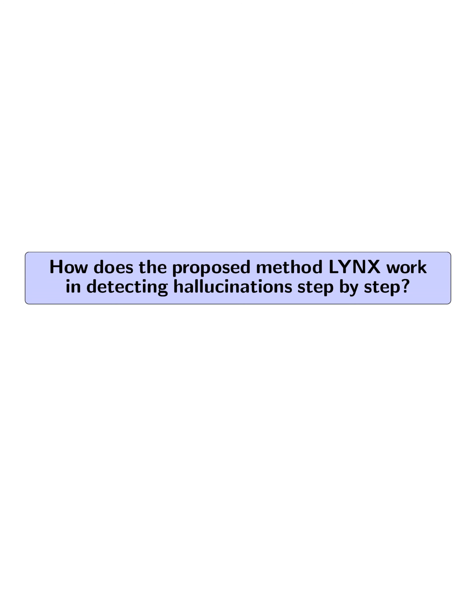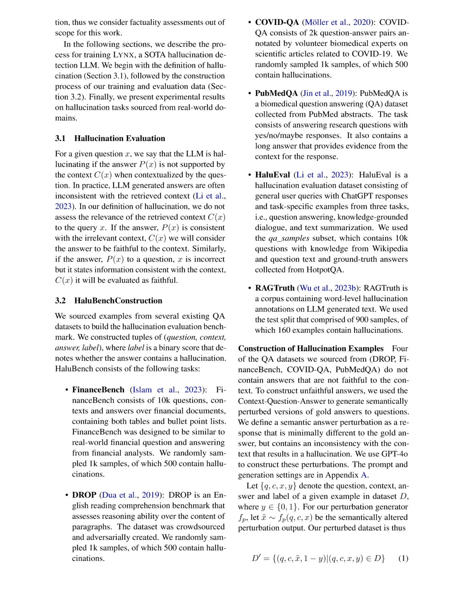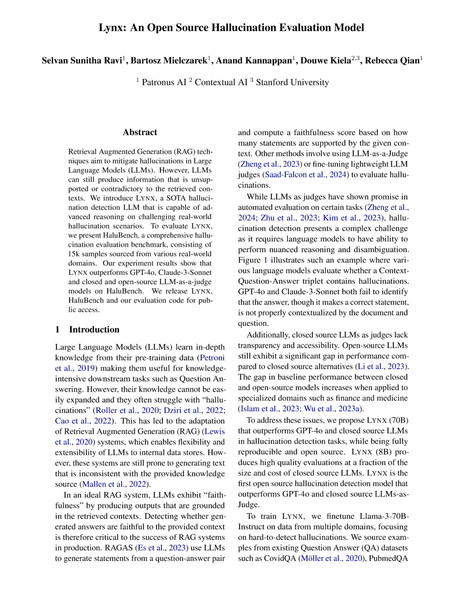How does the proposed method Lynx work in detecting hallucinations step by step? The proposed method Lynx works in detecting hallucinations step by step as follows. 1. Construction of hallucination examples. Lynx sources examples from existing QA datasets and introduces perturbations to generate hallucinated answers that appear plausible but are not faithful to the context. The perturbed examples are challenging for LLM judges due to nuanced differences in semantic meaning that can lead to different reasoning outcomes.